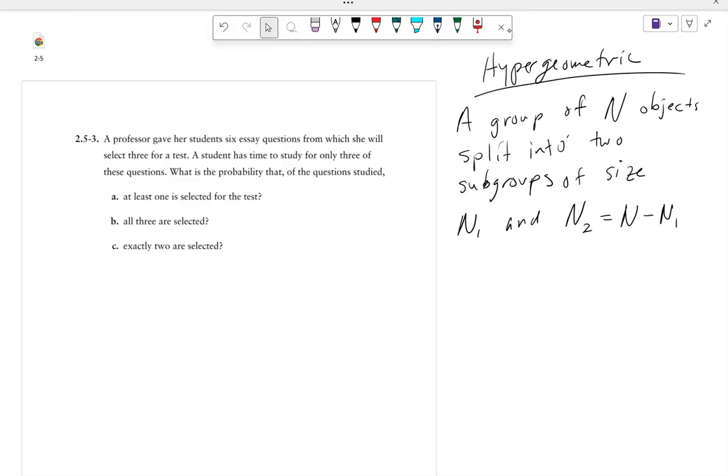All right. So a bigger group split into 2 smaller subgroups. So maybe you've got a group of people split into freshmen and non-freshmen. That would be an example. A group of students, freshmen and non-freshmen. Something like that. You've got a large group, it's split into 2 different subgroups. A group of students, athletes, non-athletes, something like that. Right? Okay, we're going to select.